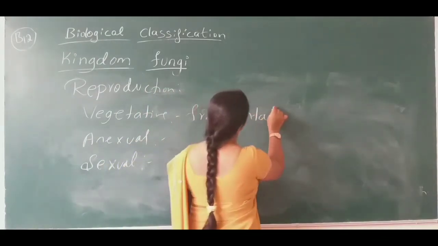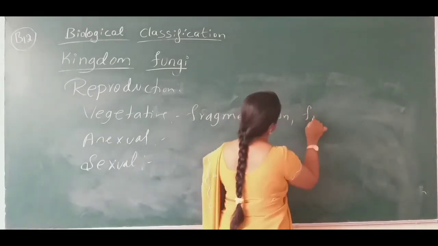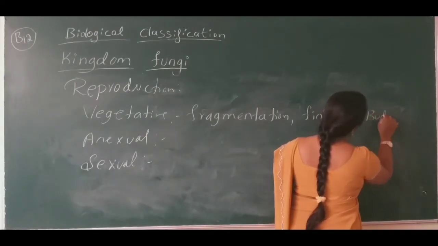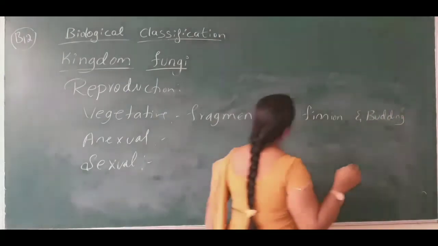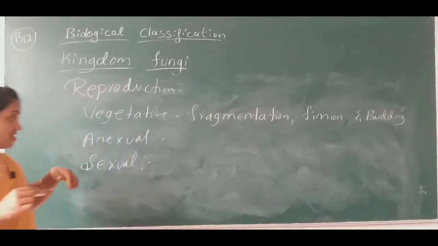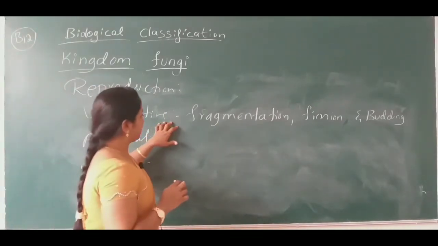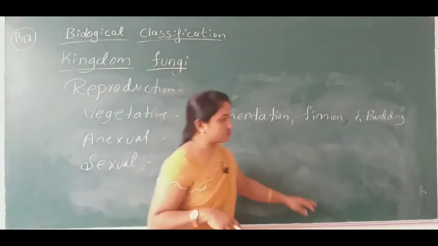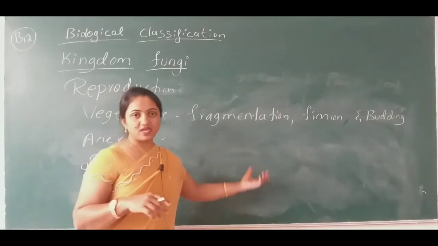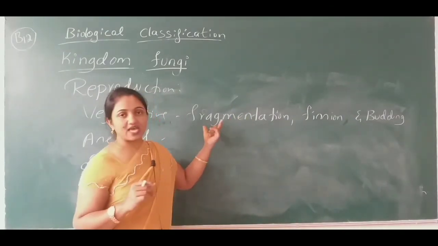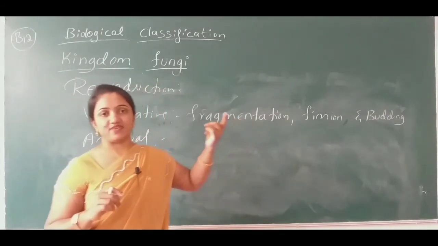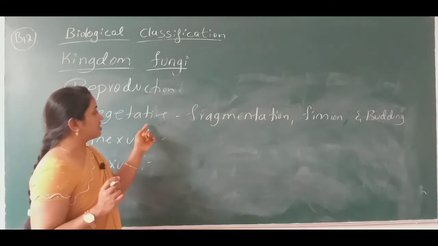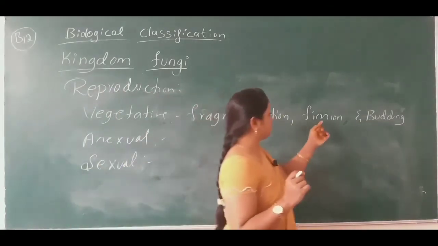Fragmentation, fission and budding. Fragmentation means if any of the filament or any of the hyphae gets broken and falls on a suitable substratum, from the substratum it has the ability to grow a new hyphae, a new mycelium. That kind of reproduction is known as fragmentation, vegetative reproduction.